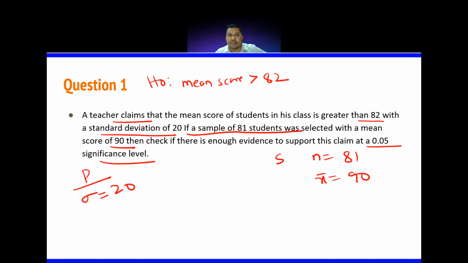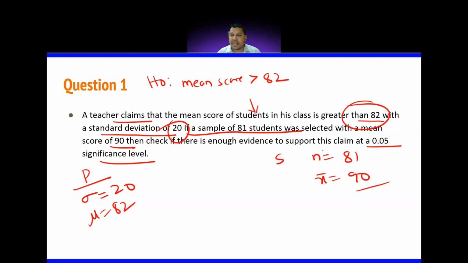So what is the teacher claiming? It is saying that the mean score of students in his class is greater than 82 with standard deviation 20. So that we already have. So mu is given as 82. If a sample of 81 was selected, randomly I am taking a small sample, the mean is 90. So whether this claim is true or false.